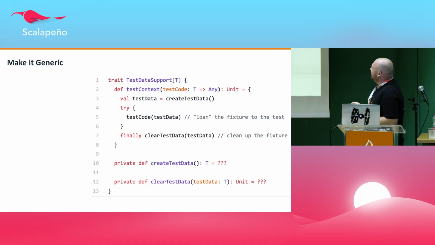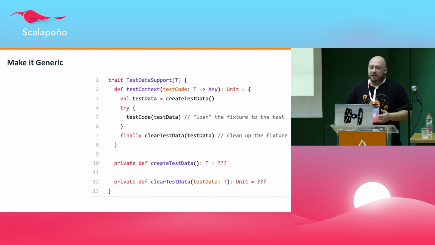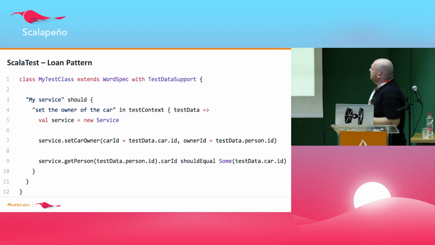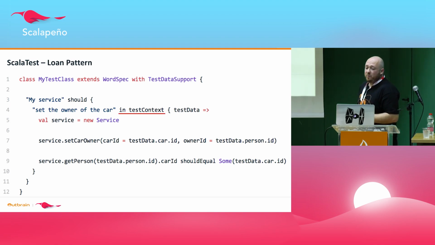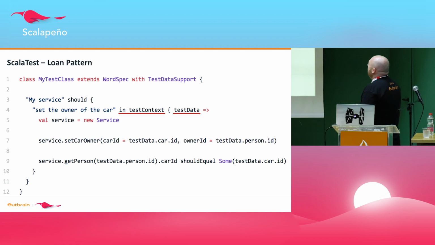We can make it generic: we can use T instead of default objects, and then you can use it with any data you like. And how do we use it in our code? We have the same test class with the same test. We set the owner of the car in test context, which is the public method we used. Then we have the test data available inside the test. We initialize the service, we set the owner of the car using the data contained in the test data, and then we proceed to testing our API.